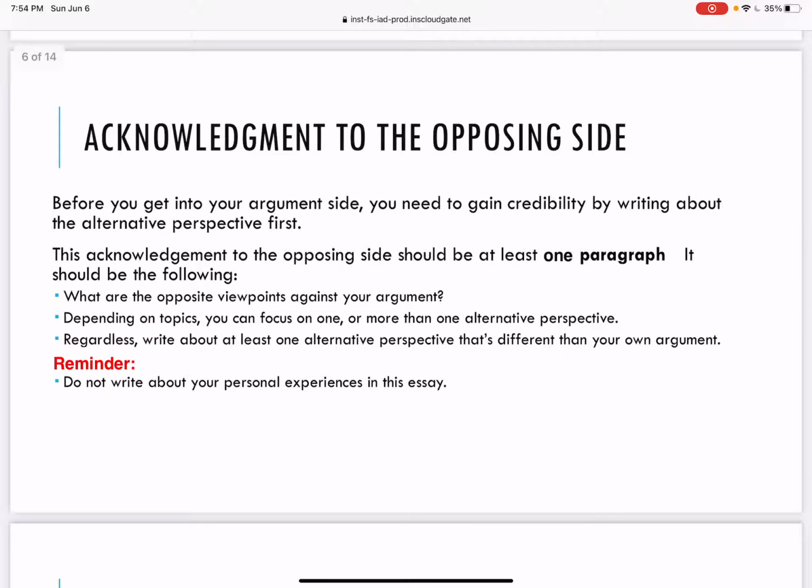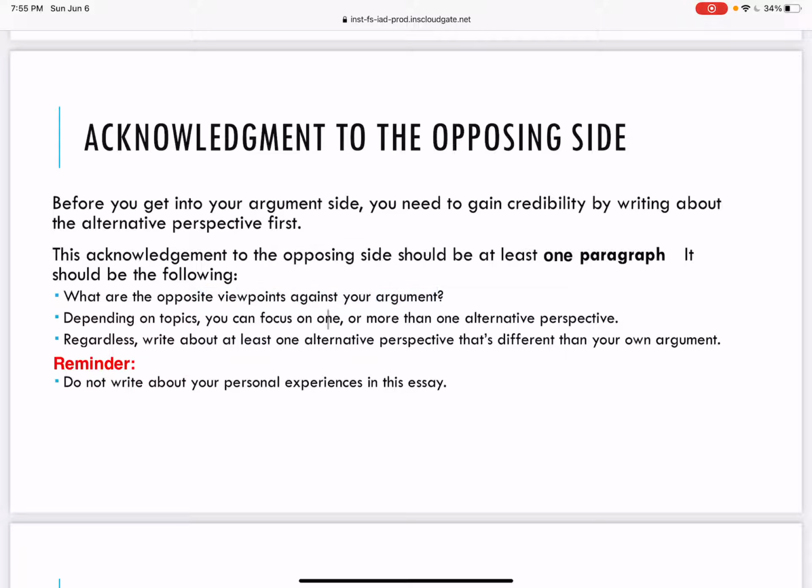The next paragraph is called the acknowledgement of the opposing side, because remember, you want to show respect for perspectives different than your own about the topic. So before you share your argument, your opinion, your perspective, you need to gain credibility and respect by writing about alternative perspectives first. So this paragraph, again, at least 5 sentences or more, should share what opposing viewpoints are against your own side.